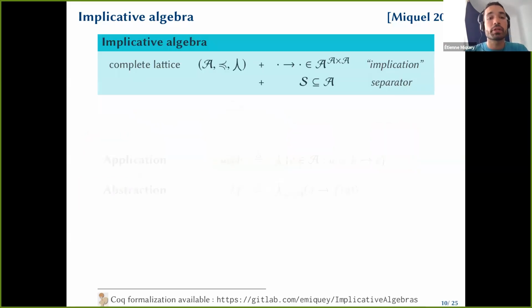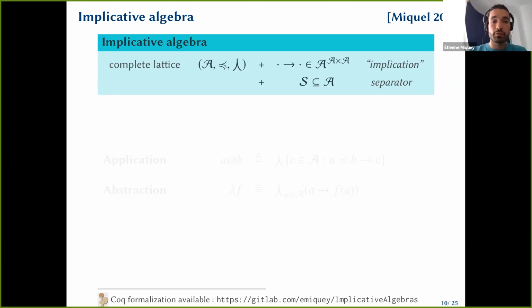So an implicative algebra is a complete lattice to which you add a binary operation, which is somehow representing the implication, and a set, which is the separator, which somehow plays the role of a filter. So if you want, it distinguishes the set of valid elements in the algebra.